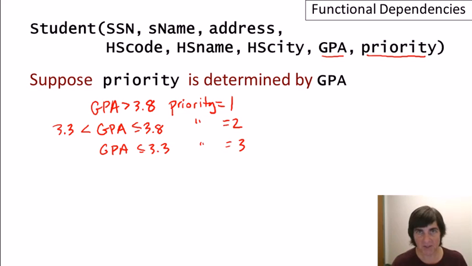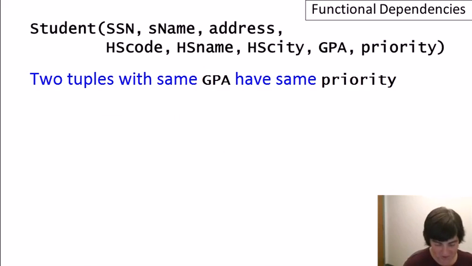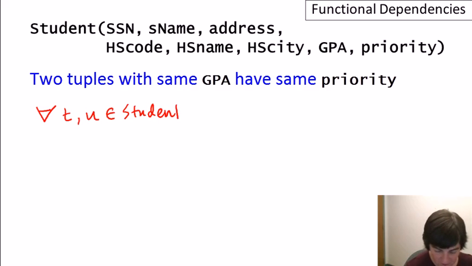So if this relationship is guaranteed in our data, then what we can say is that any two tuples that have the same priority are guaranteed to have the same GPA. And let's formalize that concept. So I'm going to write a little logical statement here to formalize the concept. I'm going to use the for all symbol from predicate logic, and I'm going to say if we have any pair of tuples, so for all t and u, those are tuples in the student relation, then if t and u have the same priority, let me fix that, they have the same GPA.